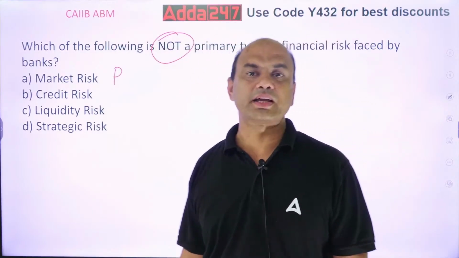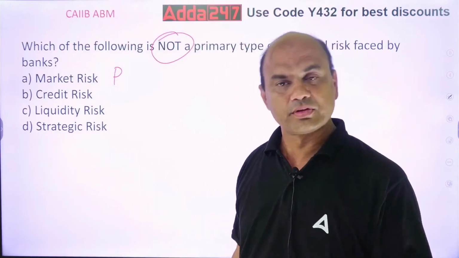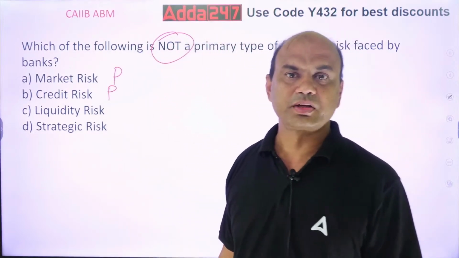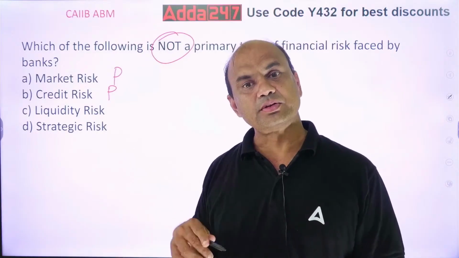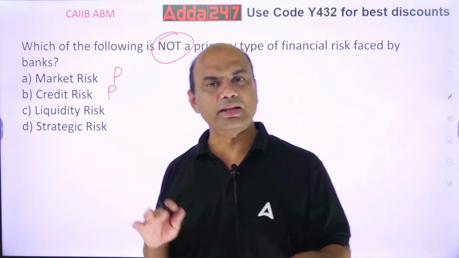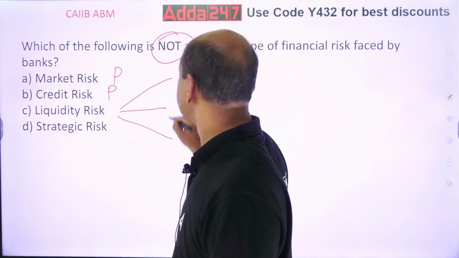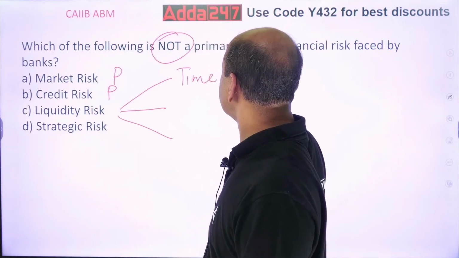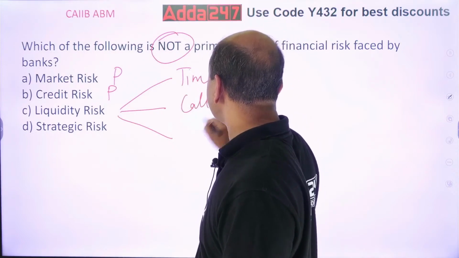Credit risk means I give the loan to somebody and that person never pays back. Default. So that is again a primary type. Liquidity risk, we did it earlier in BFM also. Liquidity risk is mainly of three types. Kindly note: one is time risk, second is call risk, and third one is funding risk.